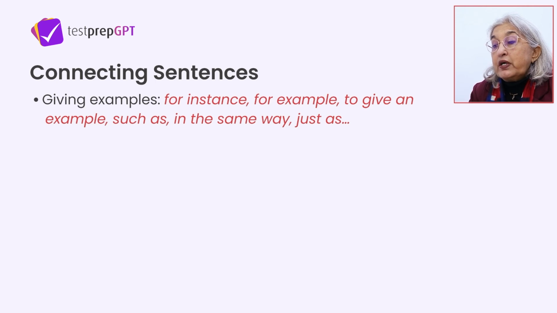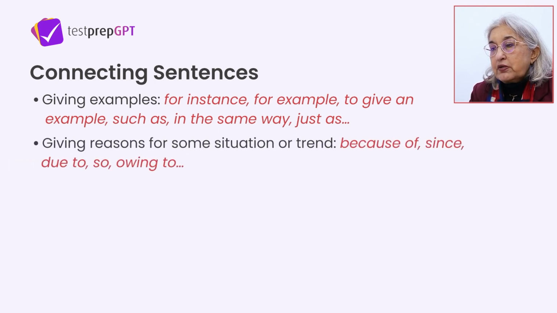Then there are some words that we use to give the reasons. Remember, one of the things that you're expected to do is to give reasons for some situation. So why is this situation or trend there? For example, if the topic is about trends in music, you may be discussing with the examiner some trends in music these days, currently. So the examiner may ask, what do you think is the reason for the popularity of this kind of music? Or what is the trend in modern music today? So you will have to give some reasons for that trend.